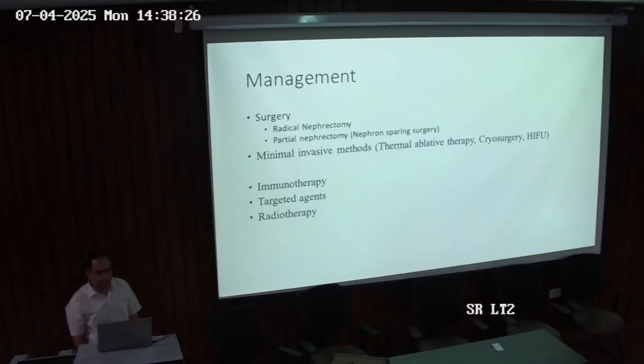Other minimally invasive methods are thermal ablative therapy, cryosurgery, and high intensity focused ultrasound. These are for a small tumor, a small multifocal tumor, and patients with already CKD and high creatinine level. In such patients, these are minimally invasive methods. Other treatments are immunotherapy, targeted therapy, and radiotherapy for advanced or metastatic disease.